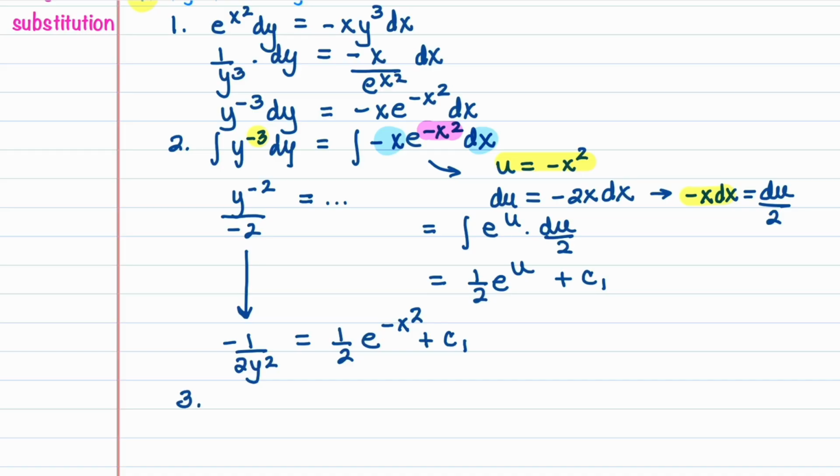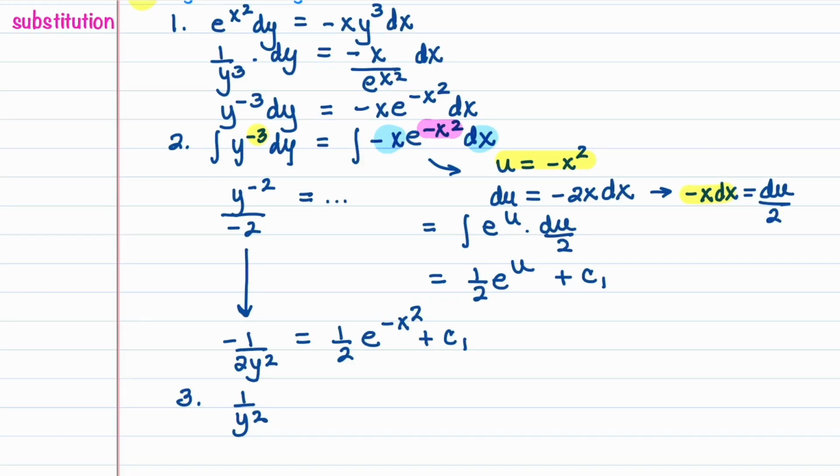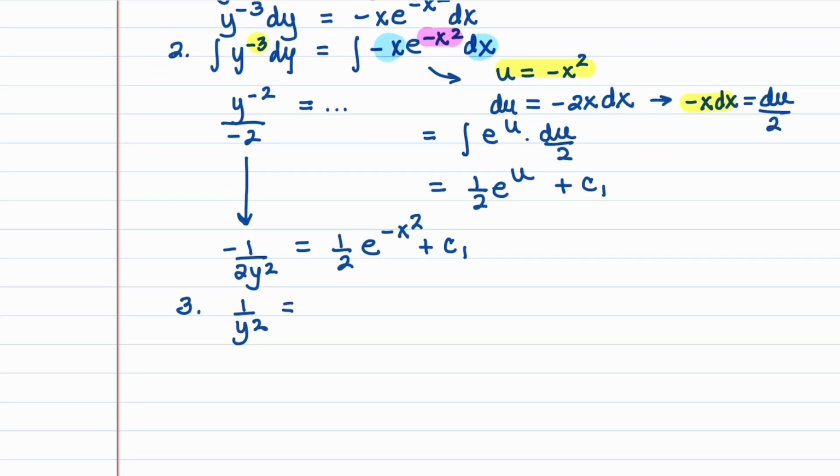Let's now move on to step 3. Step 3 is to solve for y. We definitely can with this one. I think what I'm going to do first is multiply by minus 2. This gives us 1 over y squared. Let's give us some more space. Remember, we're multiplying by minus 2 on both sides. So this gives us a minus e to the minus x squared minus 2c1.